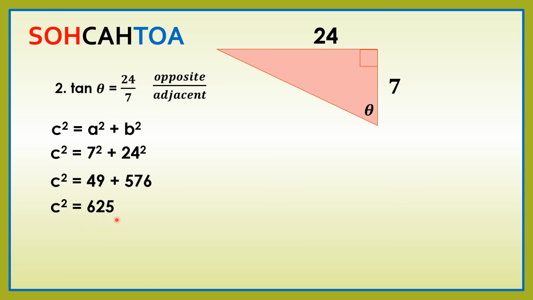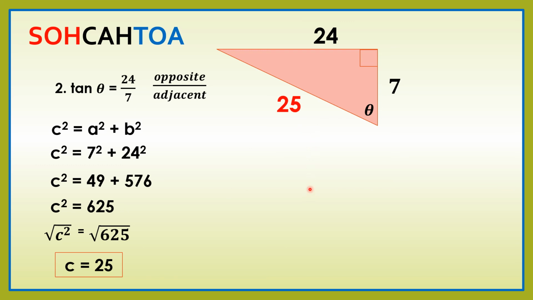So, para masimplify natin yung c squared, kasi kinakailangan ay c lang, kailangan natin kuhanin ang square root ng both sides. So, square root ng c squared is equal to the square root of 625. So, yung exponent na 2 ay divisible na sa index na 2. Therefore, pwede na natin siyang cancelin. Kaya ang matitira na lang dito sa left side natin ay c. At yung 625 ay perfect square. At ang square root nito ay 25. Therefore, ang ating hypotenuse ay 25.